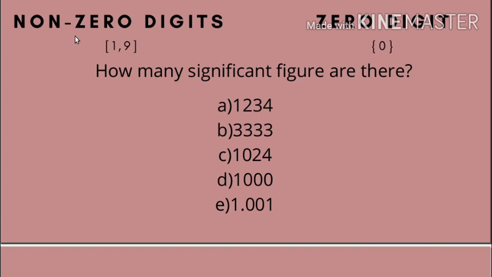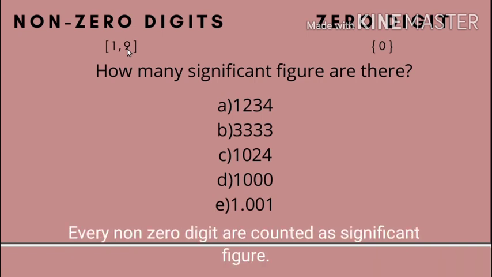let me tell you about digits. First one is non-zero digit and the zero digit. Non-zero digits include 1 to 9 and zero digit includes 0 itself. You can see over here clearly. So the first rule you should keep in your mind is that every non-zero digit is a significant digit and counted as significant figure.